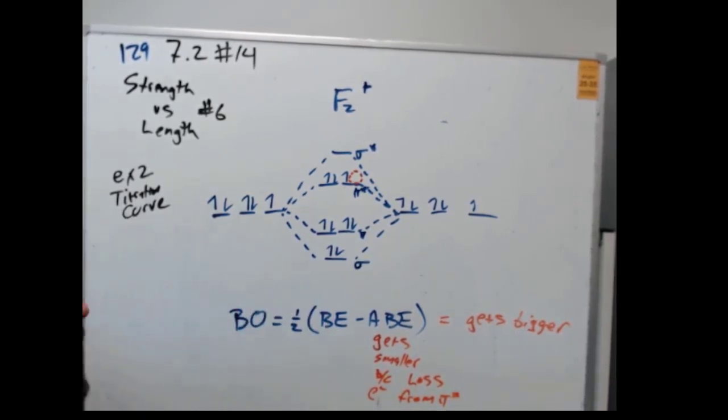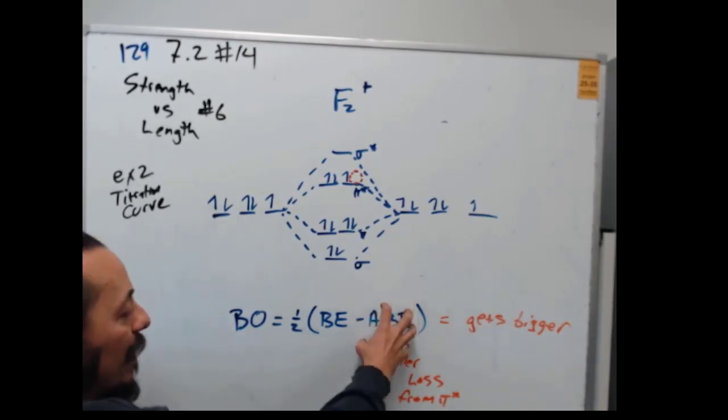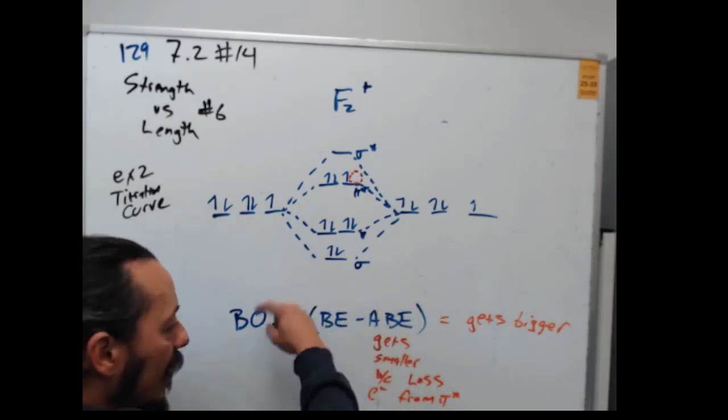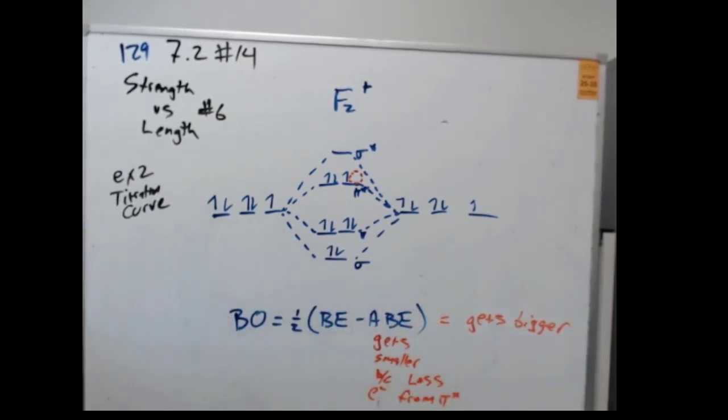Right. So our number of antibonding electrons got smaller because we lost an electron from pi star. We lost an antibonding electron. If this subtraction piece is smaller, then our calculation for bond order is going to be bigger because we're subtracting less. That bigger bond order means a stronger bond and a shorter bond.